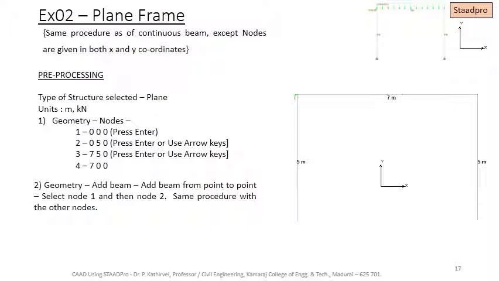The second step is to add members between the nodes by which the dimensions can be arrived. So under geometry, click add beam from point to point. So here beam literally means member. Select node 1 and then node 2. The first member is established. Same procedure with the other nodes, you get the second and third members.